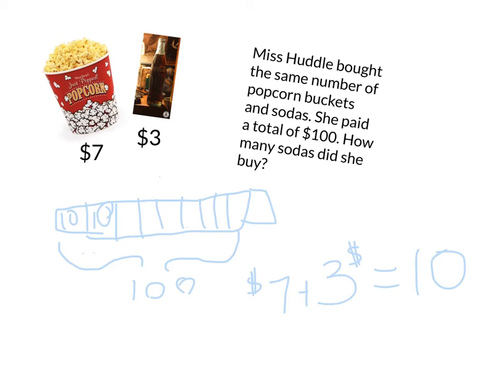I don't know, Mrs. Sexton. I know it costs $10 for one popcorn and one soda, and we want to know how many sodas Miss Huddle's going to buy for her and her friends to go to the movies. So I think I need to see. Let's double check it here. 1, 2, 3, 4, 5, 6, 7, 8, 9, 10. I think you were right, Mrs. Sexton. I always like to go back and check my answers just to make sure.